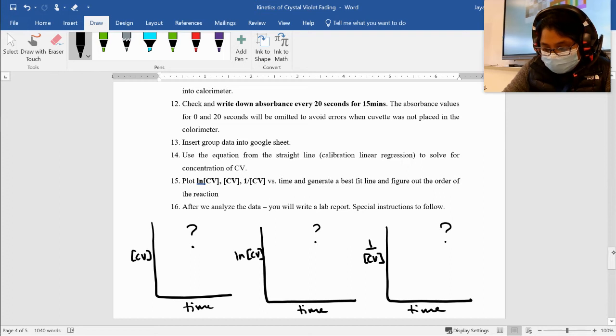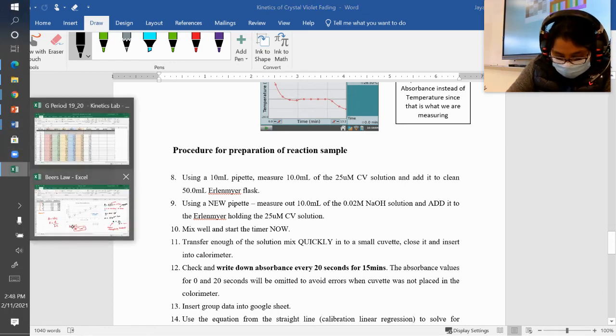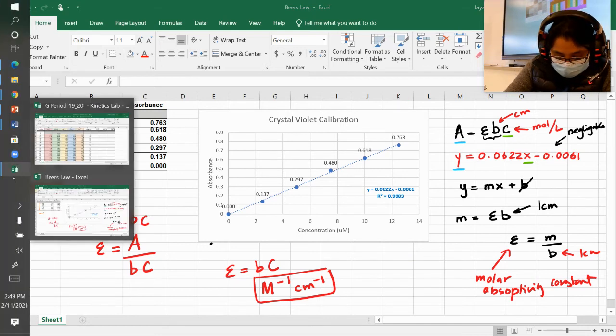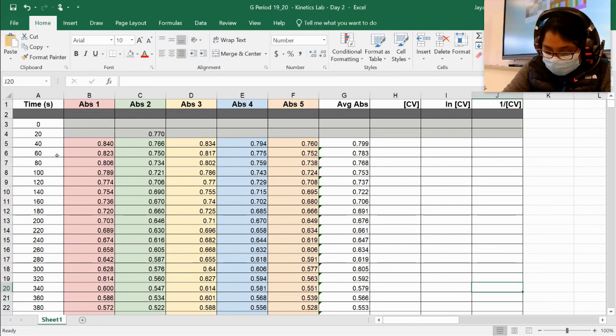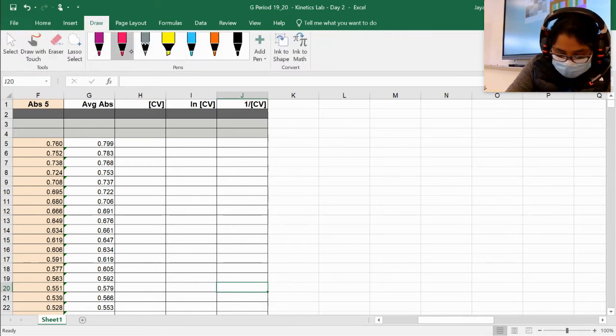Remember in the previous day 1 video, you have gotten the molar absorptivity constant, right? From your Beer's law data, you have your molar absorptivity constant. We got it. It's 0.0622, right? So that 0.0622 is going to be super valuable because right now, so here is the data, okay? Let me explain why the molar absorptivity is important, and then we'll look at the data.